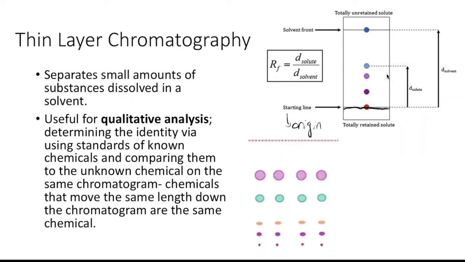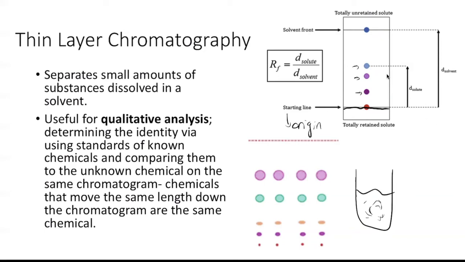What it can do is separate small amounts of substances that are dissolved in a solvent. Let's say we have some sort of solution with different substances dissolved in it, and we run this sample through thin layer chromatography. These different components, one here, one here, one here, will separate from each other depending on how attracted they are to the mobile phase, which is the solvent, versus the stationary phase.